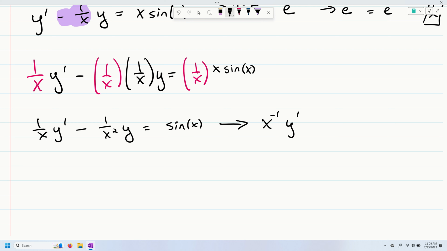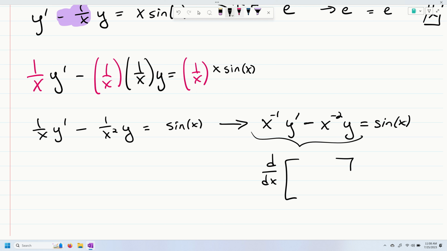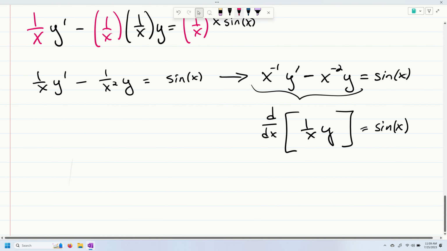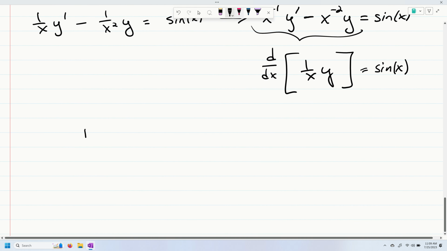And when you look at this, what you really have is x to the negative 1 times y prime minus x to the negative 2 times y equals sine x. And right here is our product rule. It's the product rule between our integrating factor and the variable y. All right, and that equals sine x. So what I'm going to do here is just rewrite it over here. Just rewriting it.